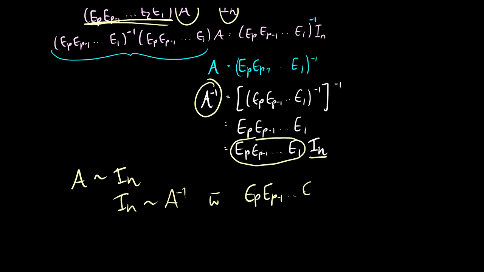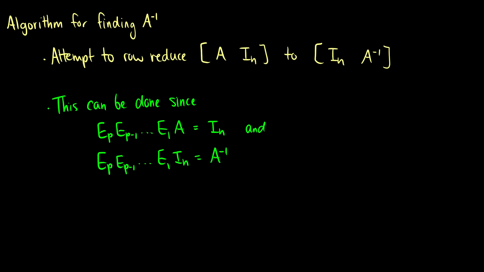So we have a proof here that if we take A to I_n, the same steps are used to take the identity to the inverse. So how do we use this? Well, we have an algorithm for finding it. What we do is we attempt to row reduce the matrix containing A and the identity to the matrix containing the identity and the inverse.